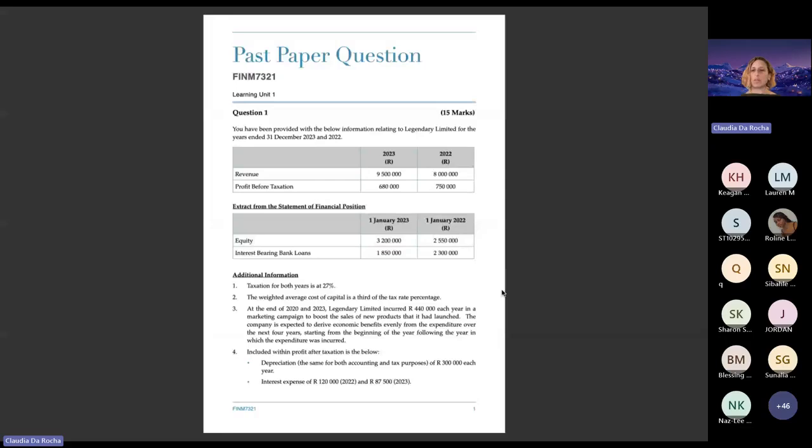Okay, just give me a sec to share. All right, please just thumbs up that you can see it. Make it a bit bigger.